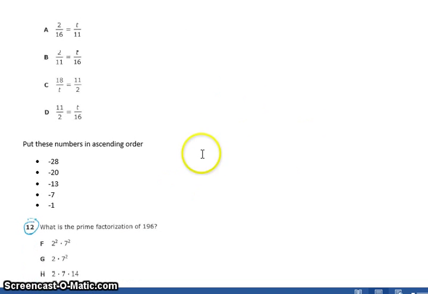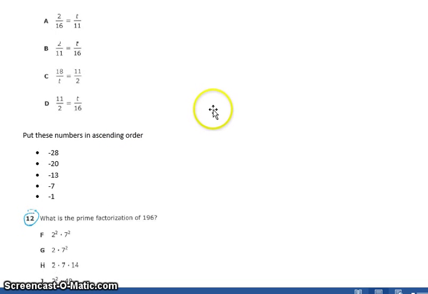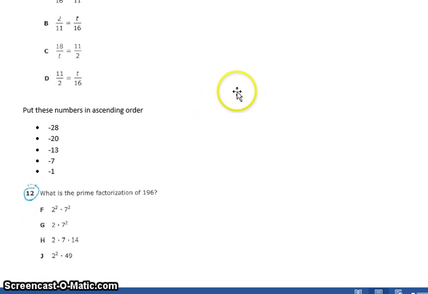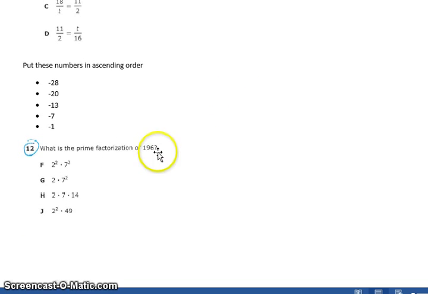Our next question reads, put these numbers in ascending order. Okay, for practical purposes, ascending order generally means from small to big. When you're talking about negative numbers, you have to think opposite, as negative implies opposite, so you'll actually put them in order in what looks like big to small. However, they will in fact be in order from small to big, as negative works in reverse from that of positive numbers. Number 12, what is the prime factorization of 196?